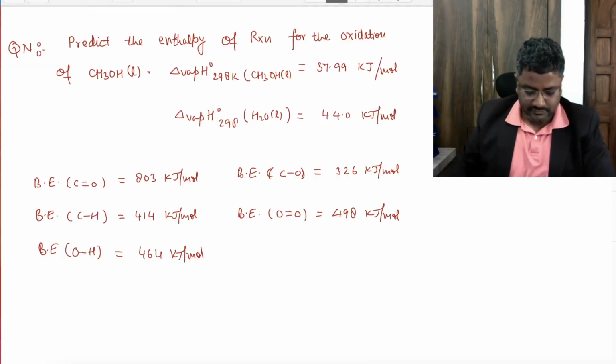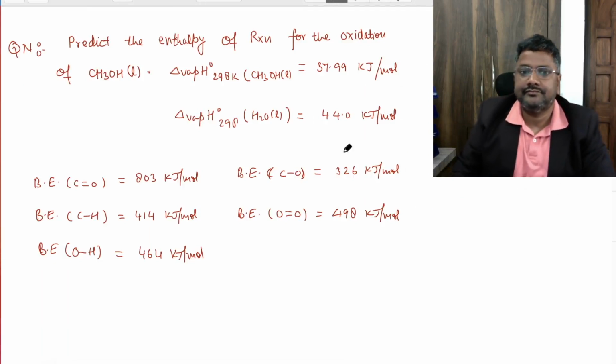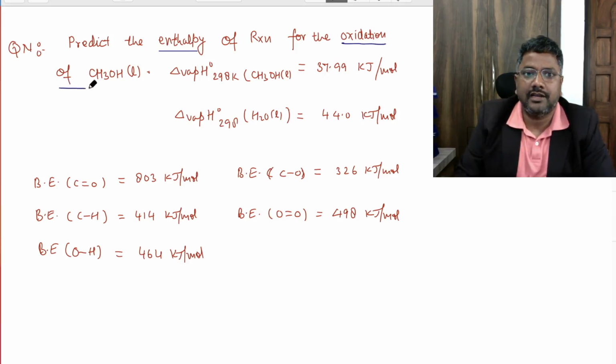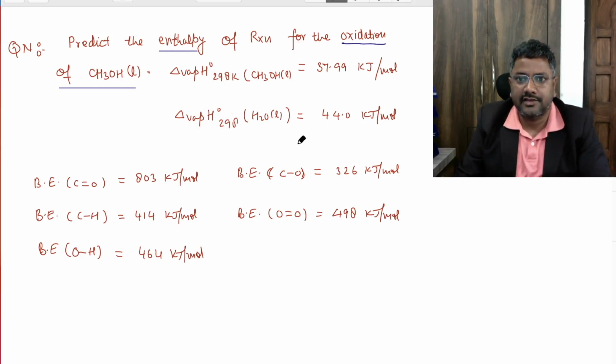Now, see, dear students, this is a very important question and very interesting question as well. See, predict the enthalpy of reaction for the oxidation of liquid methyl alcohol, right? Liquid methyl alcohol. And delta H naught vaporization is given for this. For water, it is given, and some bond energy data is given.